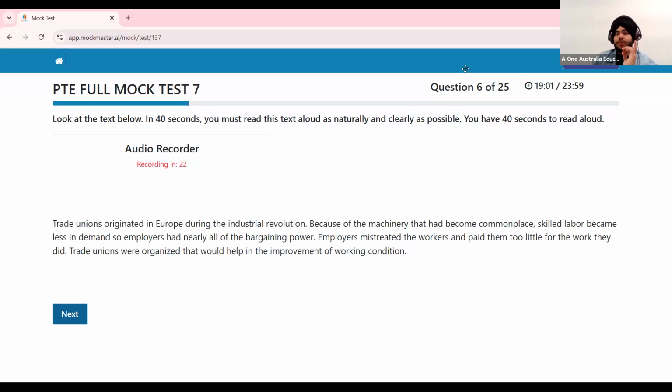So this is question number 6. So the next question after this can very well be a repeat sentence. So you need to be mentally prepared. Okay, let's see here.